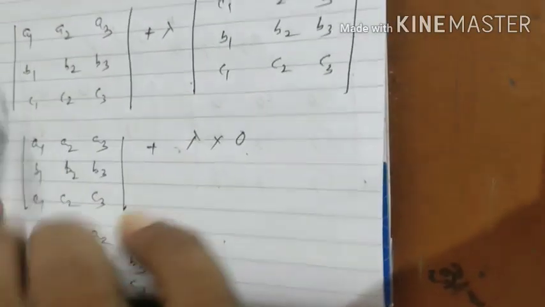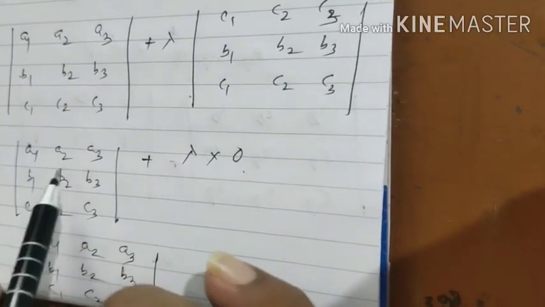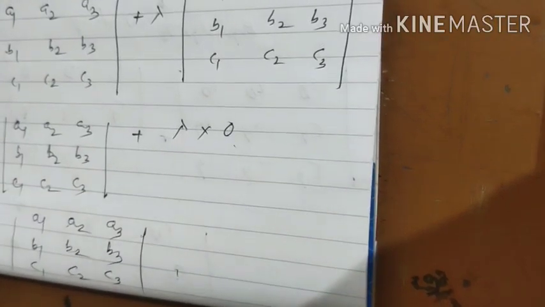But here there are no identical columns or rows, so the answer is the same, and you have to simplify. Very simple way you have to find it out.